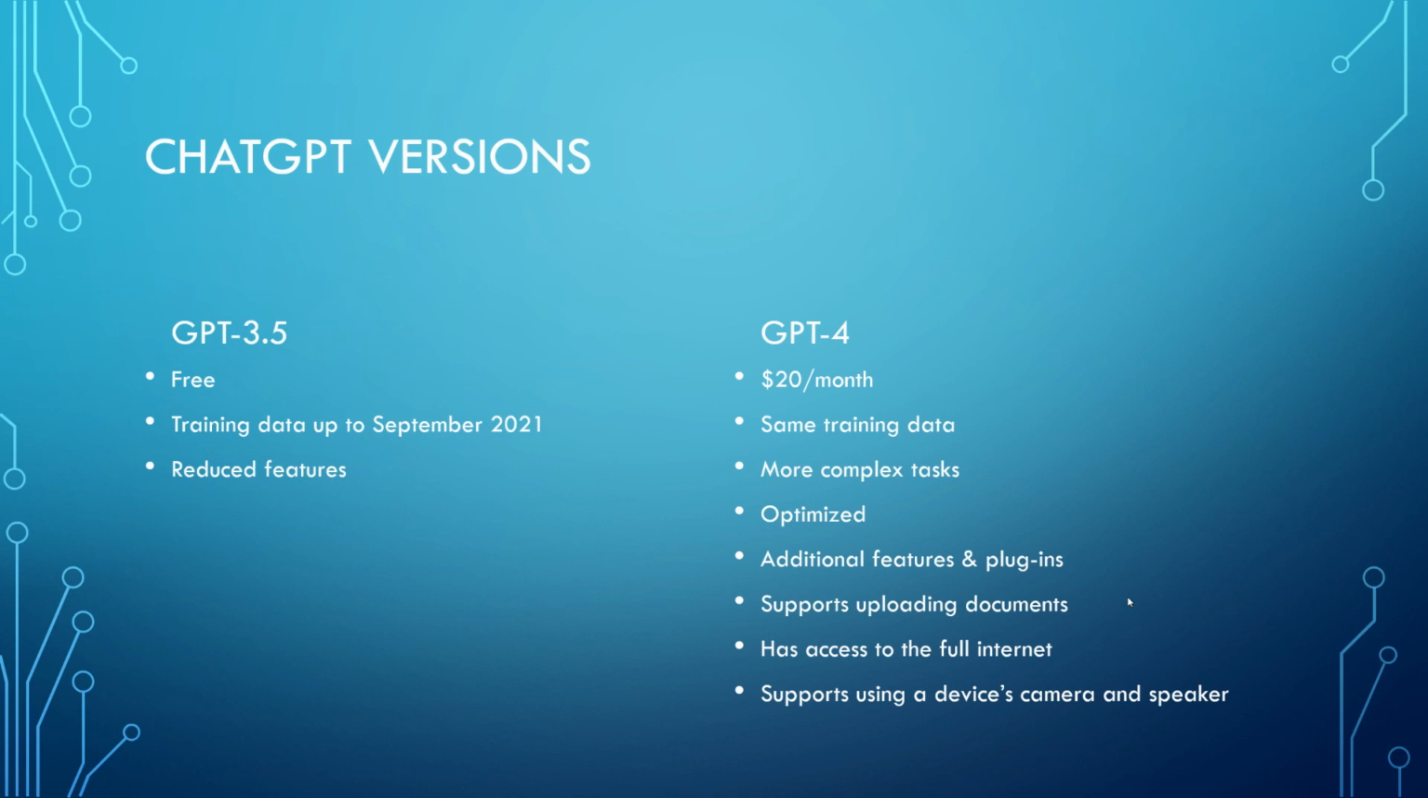GPT-4 is $20 a month, same training data, but it's capable of more complex tasks. It is optimized for chat, being that it's a chat-based tool. So it's better optimized, I should say. It has many more features and also plugins. A few weeks before recording, there was a plugin to give GPT-4 access to the internet. OpenAI has now just made that a default part of GPT-4's functionality. It supports uploading documents, whereas 3.5 does not.